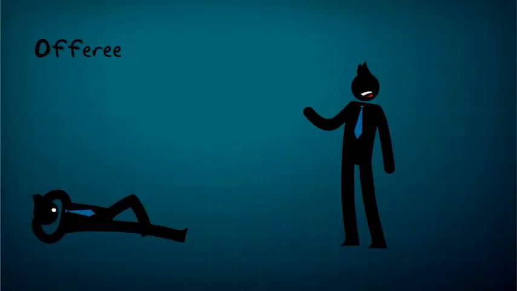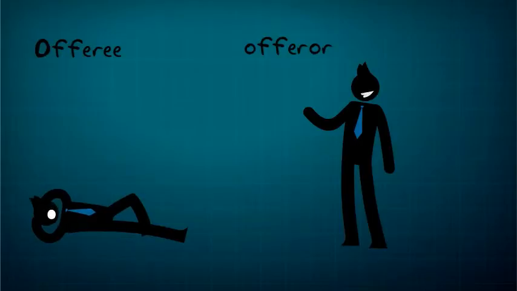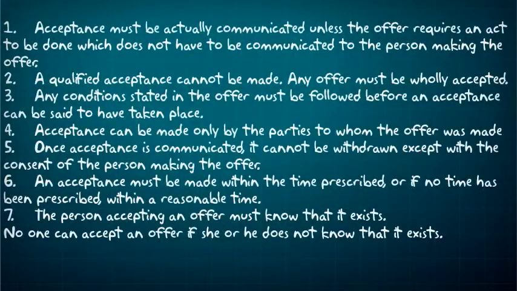The second part of the second element is acceptance. Firstly, acceptance occurs when the party to whom an offer is made, the offeree, agrees to the proposal of the person making the offer, the offerer. An important difference between the concept of an offer and acceptance is that when we refer to the communication of an offer, we mean that an offer must actually be communicated. In relation to acceptance, there are seven general principles. These are shown as follows.